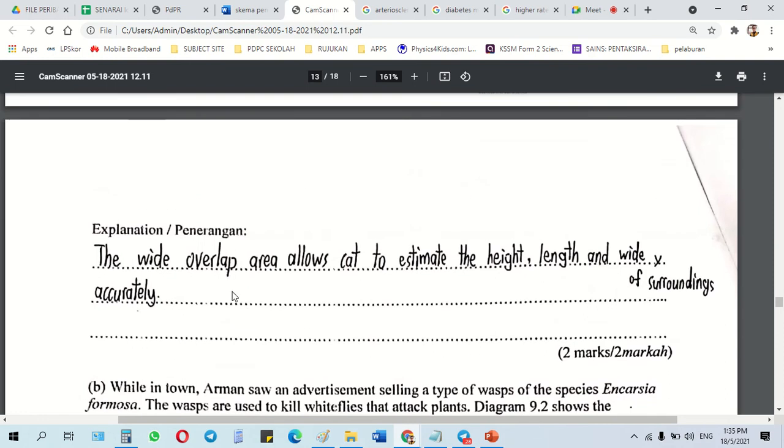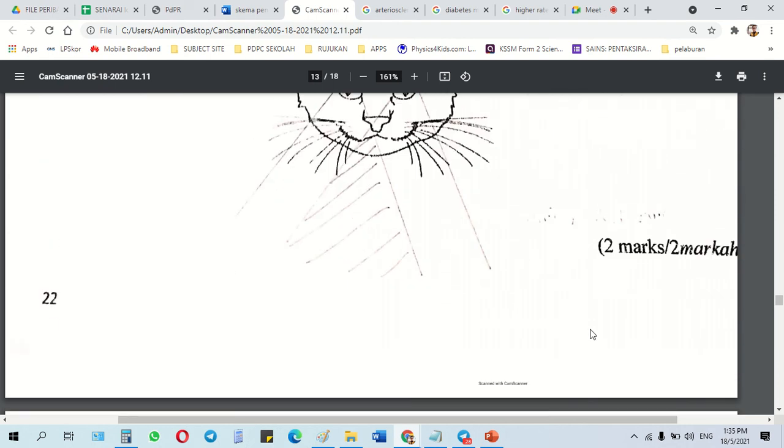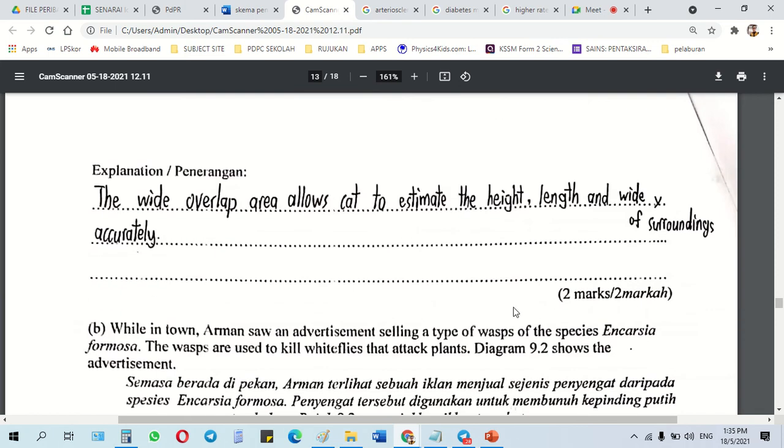Okay, stereoscopic. The wide overlap area allows cat to estimate the height, length, and width accurately. Okay, tepatlah kiranya. Okay, so saya bagi tahu awak, stereoscopic vision involve both eyes. Okay, and then saya bagi tahu, oh dekat sini 2 marks. Oh, okay. Ni tadi dapat 2 marks. Untuk explanation kita ada 2 marks.